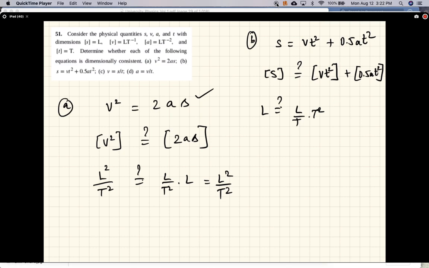But anyway, the dimension of the second term, the half is dimensionless. The dimension of acceleration is L over T squared, and then that's T squared. So L over T squared times T squared is L. So is L equal to LT plus L? This term is not consistent, so this term has the wrong dimensions. So this equation cannot be true. And that's the whole point. All right, I guess we'll stop right here.